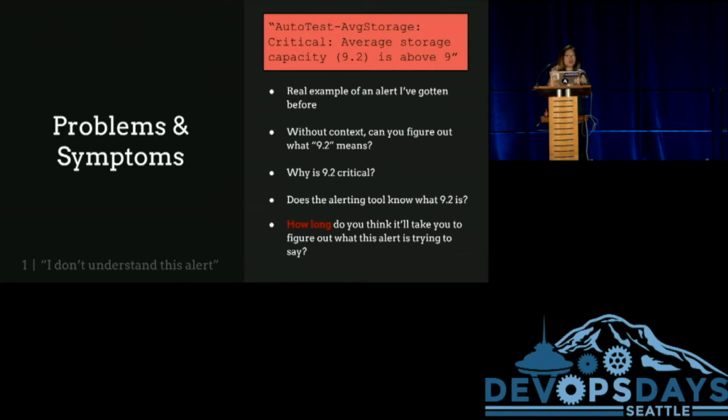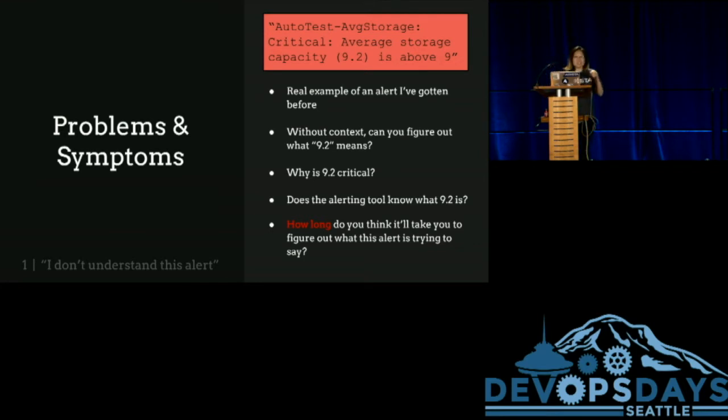And I still don't know why 9.2 is important in this context, right? I have no idea what 9.2 is, why 9 is even important in this alert. Does anybody actually get, just not even knowing what the service is, what it's trying to tell you, other than the fact that it's mathematically greater than 9? Probably none of you, right?